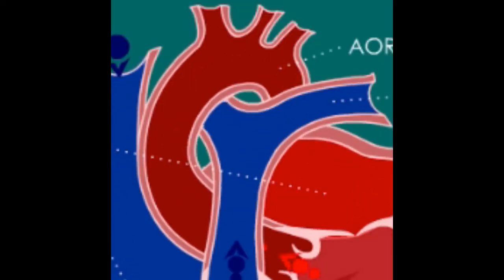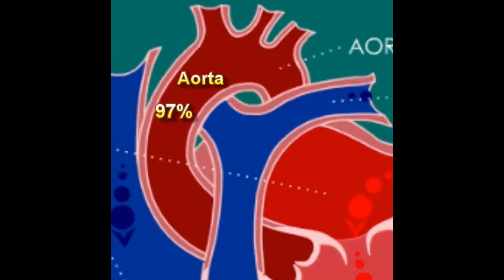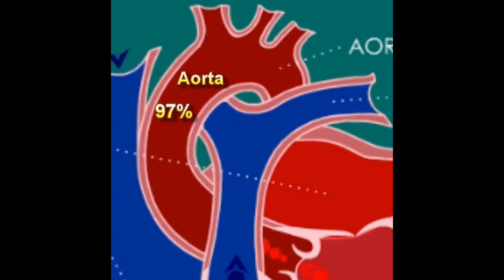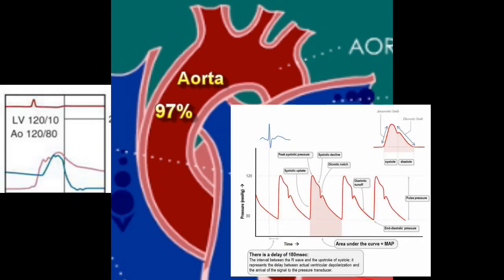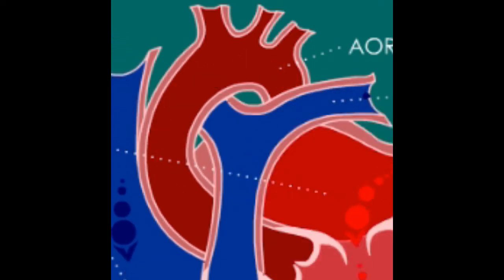The aorta, just like the pulmonary artery, has very similar pressure waveform events. In contrast, the pressure is definitely going to be higher on the left side. If we take a closer look at the O2 saturations, we can see that the O2 saturation is between 96 and 100.